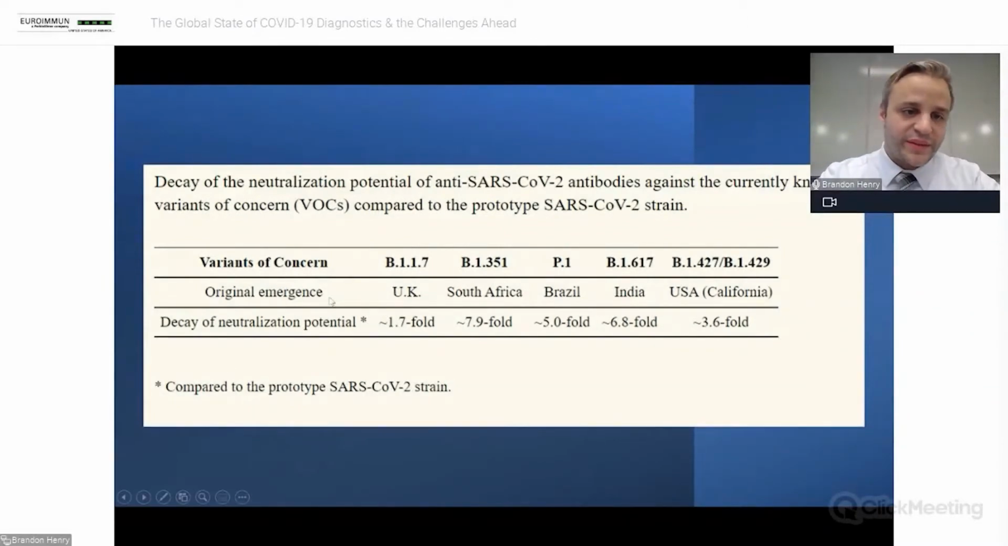Right? So, for example, with the UK variant, we see a 1.7-fold reduction, with the South African variant 7.9-fold, with the Brazil variant 5-fold, with the Delta variant 6.8-fold. So many of these are associated with significant reduction in neutralizing potential, which ideally means we should be monitoring patients to make sure that they're maintaining an adequate titer. This also means that some of the new monoclonal antibody treatments that are available likely have suffered from some decline in efficacy due to decreased neutralizing potential against the variants.